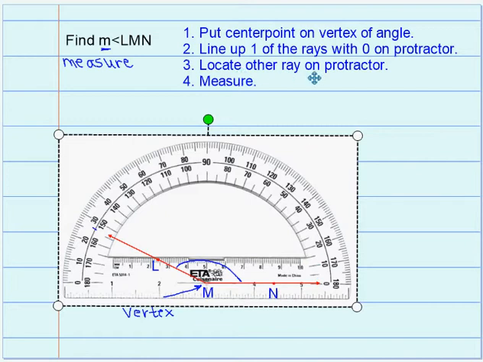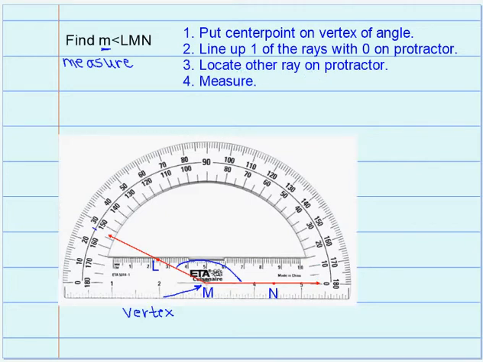And then we're going to locate the other ray on the protractor. So the other ray is over here, right? Right there. And then we're going to measure. We're going to start at 0, and notice how we have two sets of numbers. One starts at 0 on the inside and one starts at 0 on the outside. So make sure you know which side you're measuring on. In this case, we're going to be on the inside number.